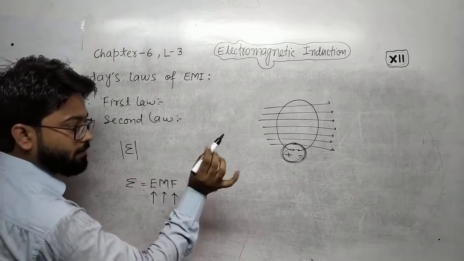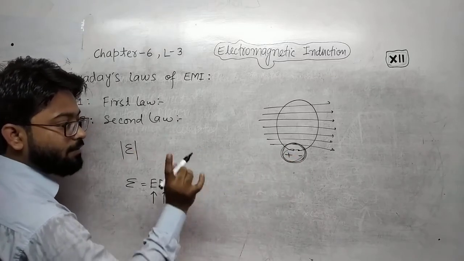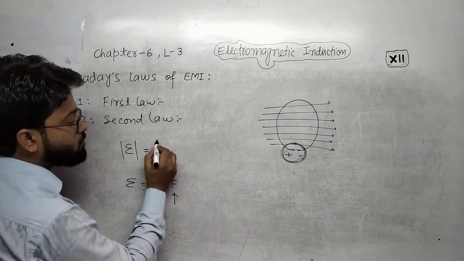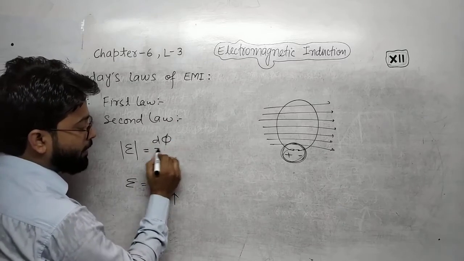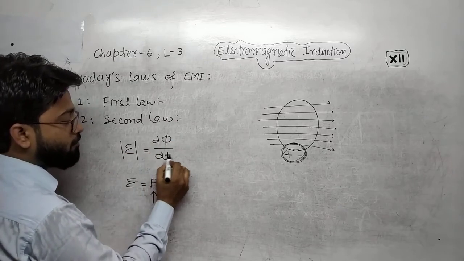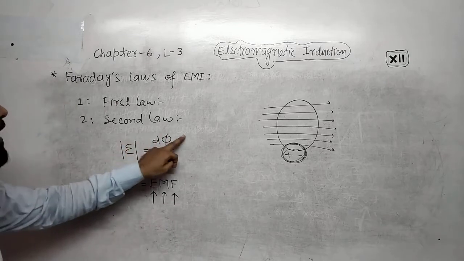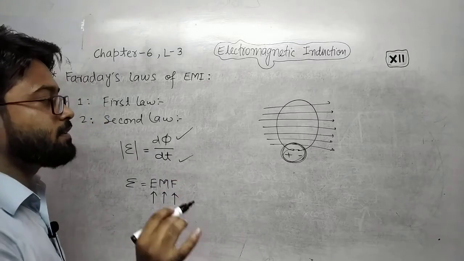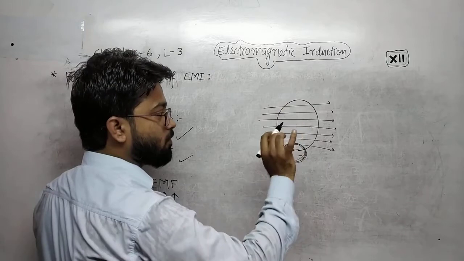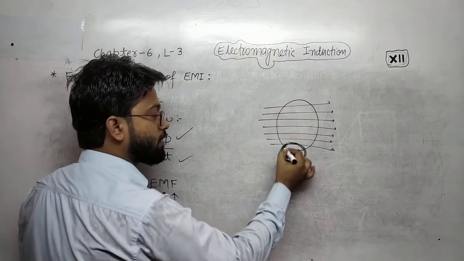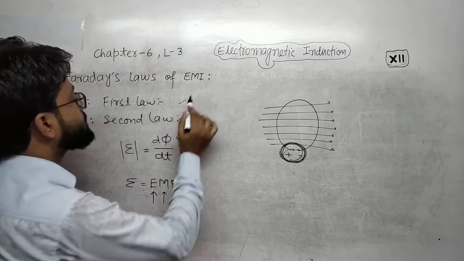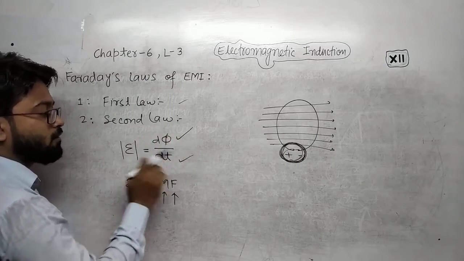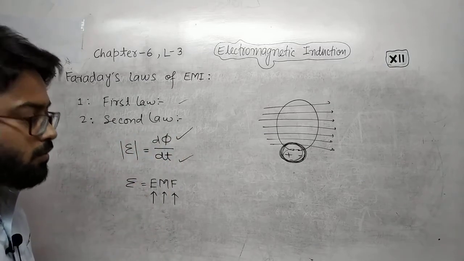The magnitude of EMF developed across the ends of the coil will be equal to the rate of change of magnetic flux, d phi upon dt. If the magnetic flux is changing across a coil, there will exist an EMF. That is the first law. And how much EMF will be developed? The magnitude of the EMF will be equal to the rate of change of magnetic flux with respect to time.